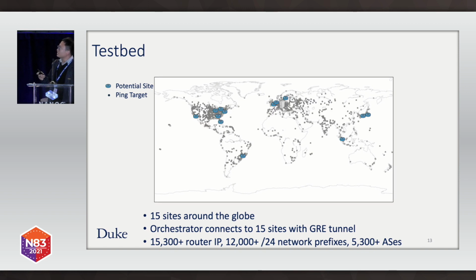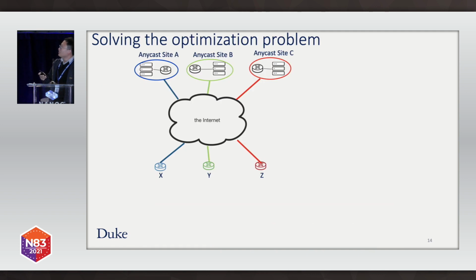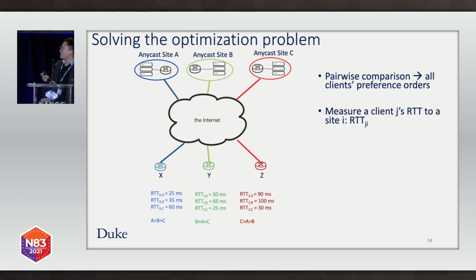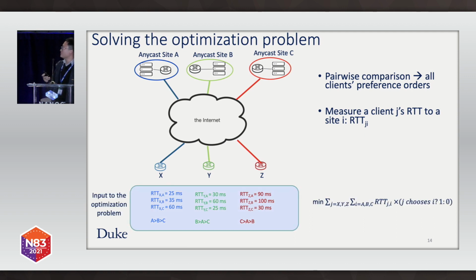So besides that, we also selected more than 15,300 different router IPs. And all those router IPs cover more than 12,000 different /24 network prefixes. And all those IPs cover more than 5,300 different ASs. So with this large scale infrastructure, we can get all the linear orders for all 15 Anycast sites for each client, and also the round-trip time. So those 2 parts of information will serve as the inputs for the following optimization problem.